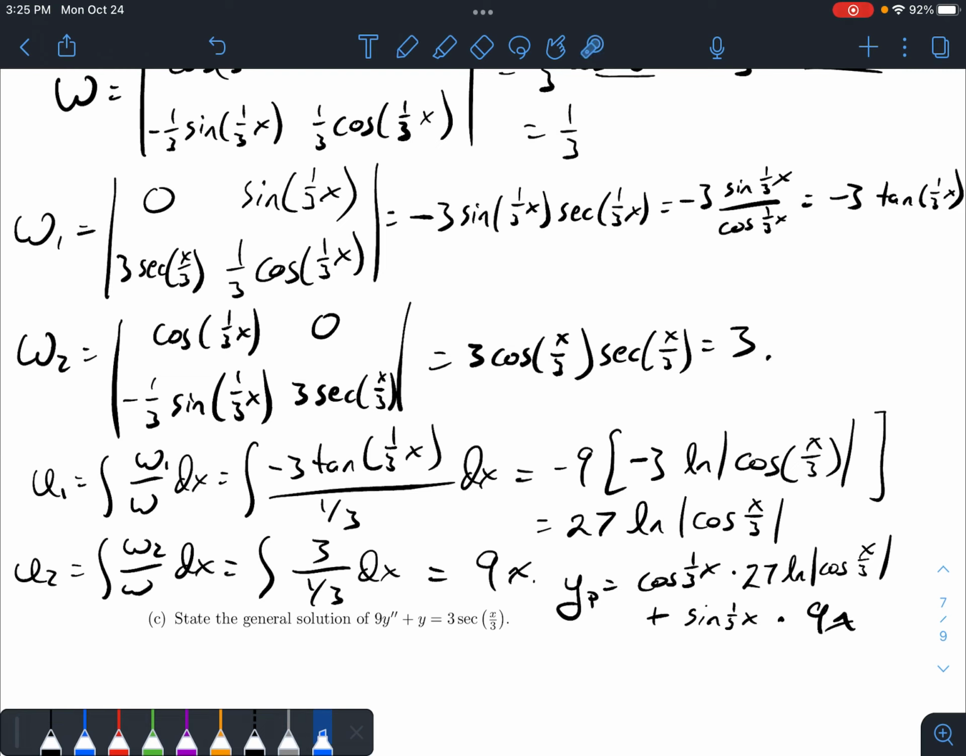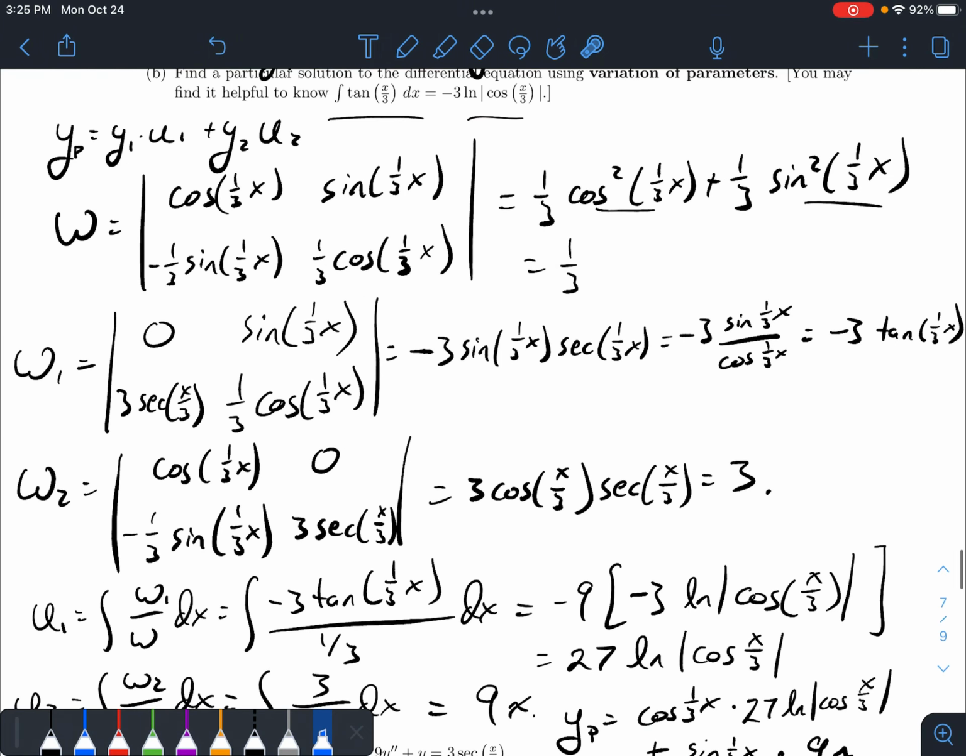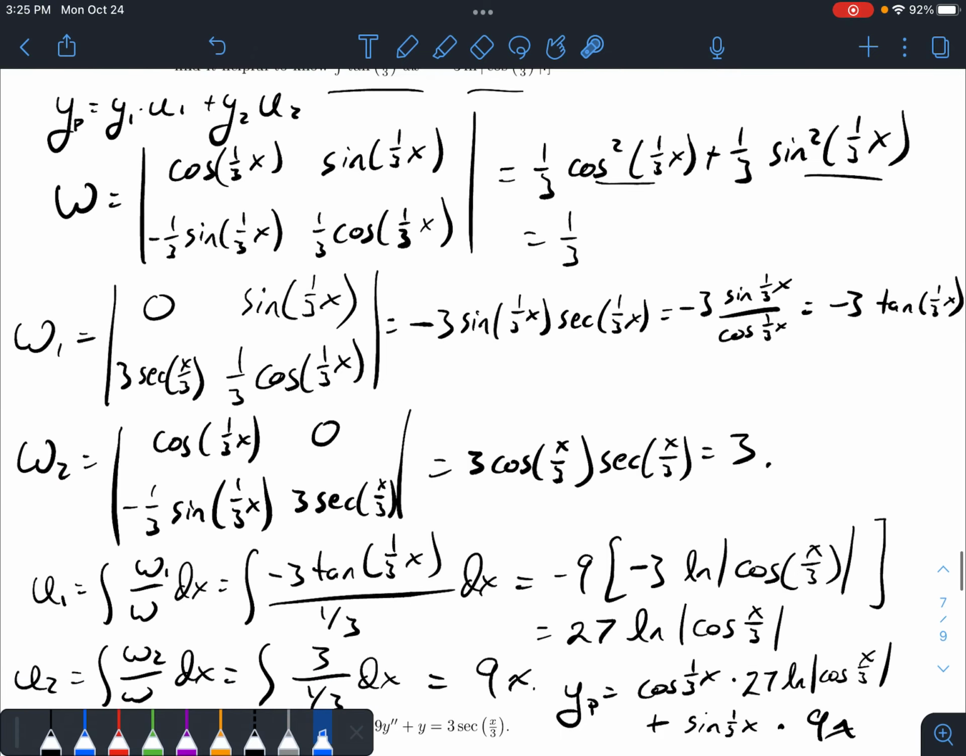Times u2, which is 9x. Make sure that you don't flip your cosine and your sine, or your y1 and your y2. If I wrote sine of 1/3 x times this plus cosine of 1/3 x times 9x, that would be incorrect. The order in which you do your y1 and your y2 affects how the W, the W1, and the W2 all look. If you flip your y1 and your y2, you're just going to get a different answer, and it would end up being incorrect.